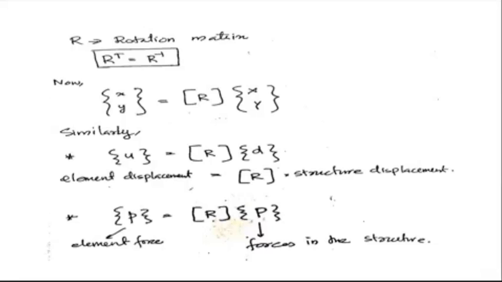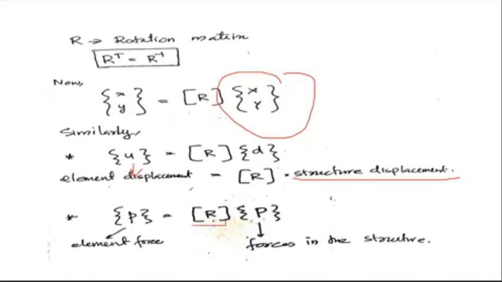Now we have written x y is equal to R into X Y. Similarly, we can write u is equal to R into D, where small u is the element level displacement and D is the structure displacement. So the element level coordinates can be written as a rotation matrix multiplied by the structure coordinates. The structure coordinates pre-multiplied by the rotation matrix give you the element level coordinates.